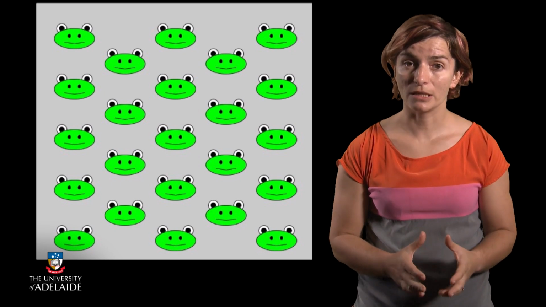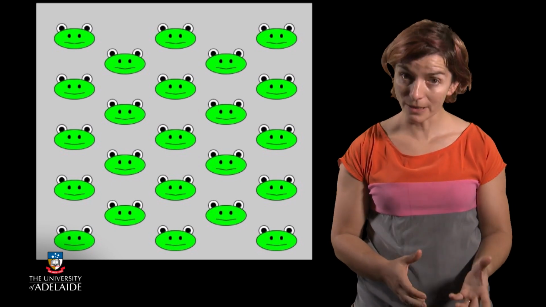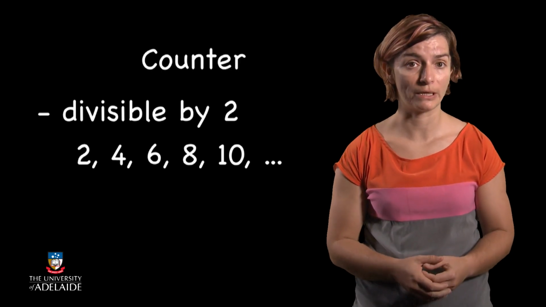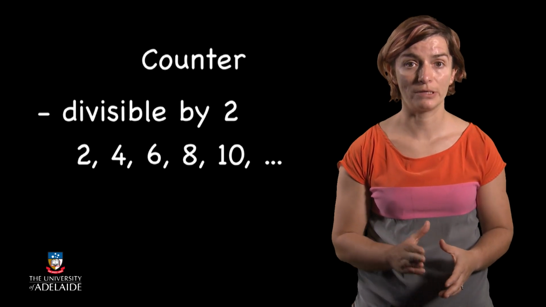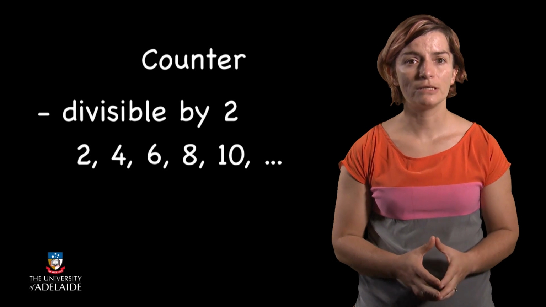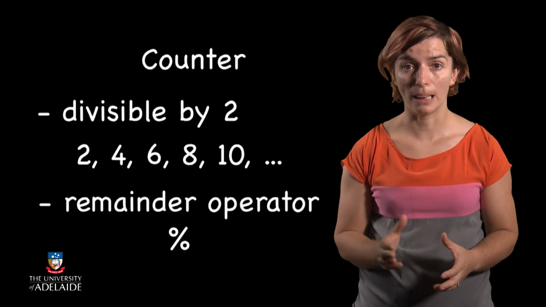So if we want to draw the entire grid full of frogs, we would use a nested for loop like before. This time, we will use a counter to draw a frog only if the counter is divisible by 2. That is, every time the counter is 0, 2, 4, 6, 8, and so on. We will use an if statement to determine if the counter is divisible by 2, using the remainder operator, like this.